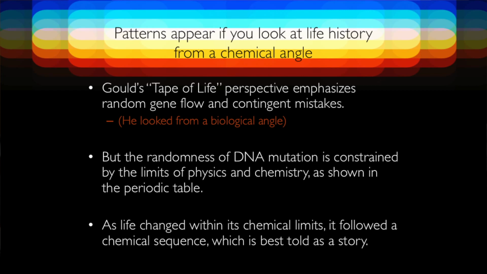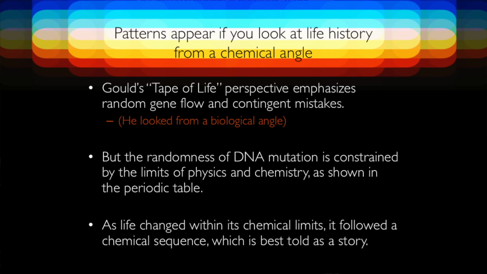Gould emphasizes random gene flow and contingent mistakes. I don't deny those. I think that those are important, but they are not the most important thing. He looked from a biological angle, from his perspective. But as I see it, the limits of physics and chemistry constrain the randomness of DNA. And some of those limits are represented in the periodic table that you have in front of you. So as life changed, it followed this chemical sequence. It moved along those arrows.